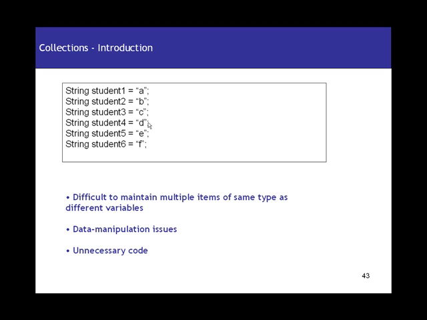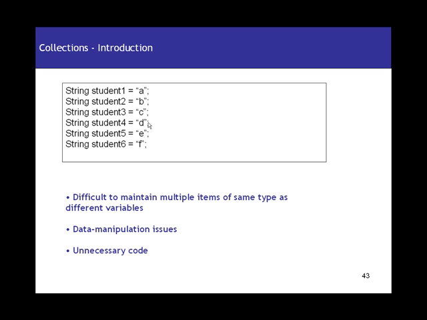The first thing is it's difficult to maintain multiple items of the same type. If you see, all these 6 things belong to the same category of items, that's nothing but student names, right? So there should be some way I can group this category of items, and it's very difficult for me to maintain multiple items of the same type as different variables, right?